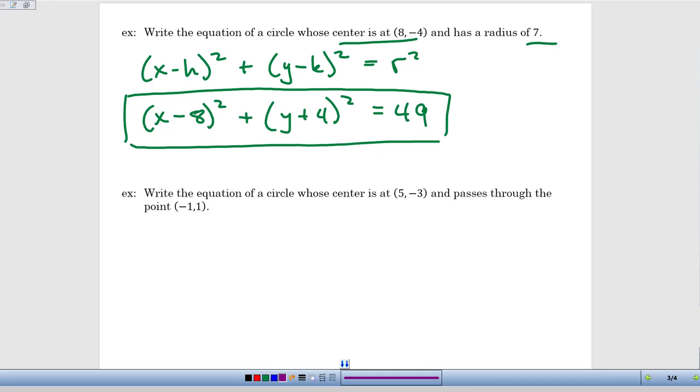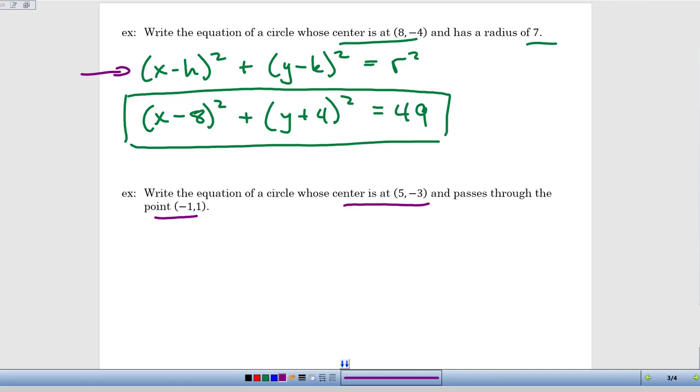There are other circumstances, however, where we have a little bit more work to do. So in the next one, we're asked to write the equation of a circle, and again we're given the center, so we're going to be able to plug that in for h and k in our equation. But this time we're not given the radius directly. Instead, we're given a point through which the circle passes. We're told that the graph passes through the point (-1, 1).